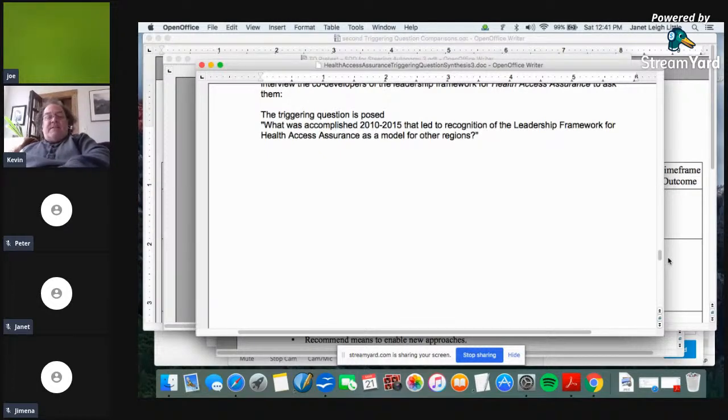And it's built on this metaphor of the health access assurance to something they called the leadership framework for health access assurance, which was through the dialogue, they realized that's kind of what they wanted to do. They wanted to make a statement that would become a lead for other regions. And the reason that we could do that is because the South Coast was a model for the rest of the country in terms of how poor they were in their demographics and the lack of access to healthcare facilities.